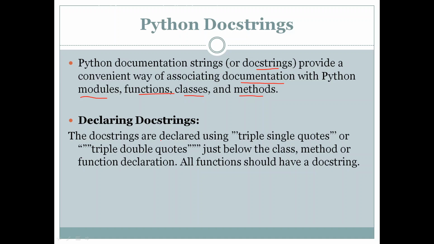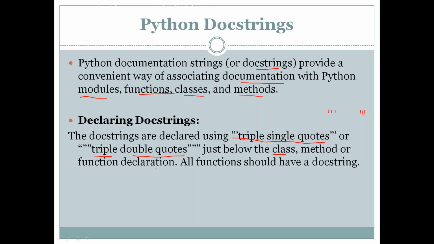Docstrings are declared using, you can see here, triple single quotes. You can declare a docstring by using triple single quotes like this, and it ends with triple single quotes. Or we can use triple double quotes as well to declare a docstring, and this is declared just below the class, method or function declaration.